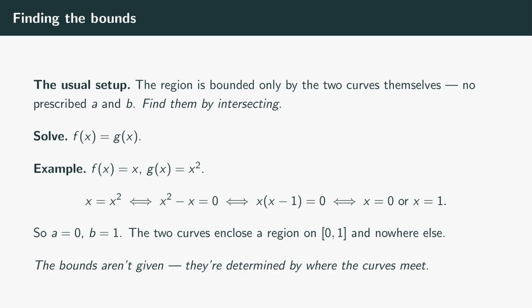Set them equal: x equals x squared. Rearrange to x squared minus x equals 0, factor to x times the quantity x minus 1 equals 0. Solutions: x equals 0 and x equals 1. So the line and the parabola cross at the origin and at the point (1, 1).